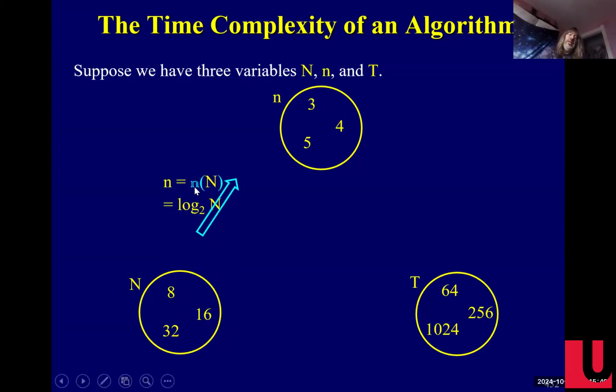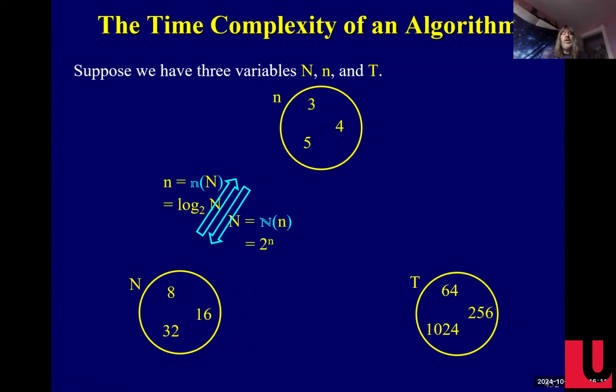So the blue little n is a function, this arrow here, that takes capital N as input and returns little n. And in this case, little n is the log of capital N. So this is a function. And you can see the log of 8 is 3, the log of 16 is 4, and so on, right?